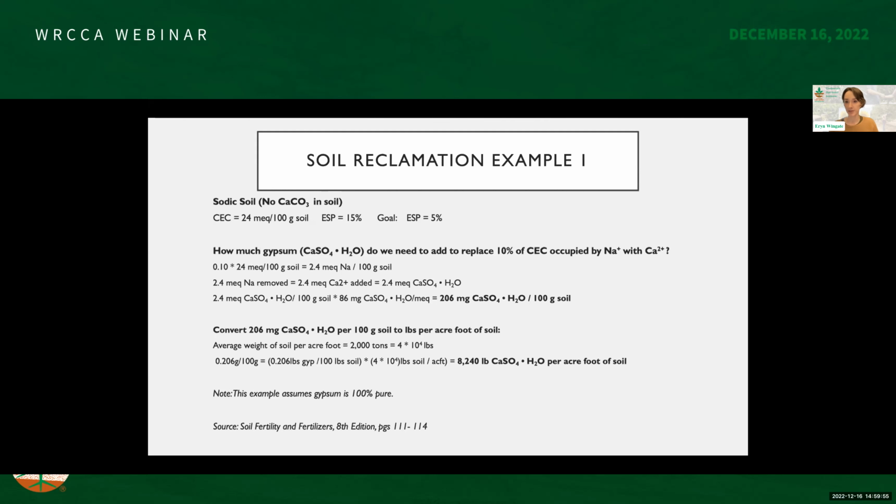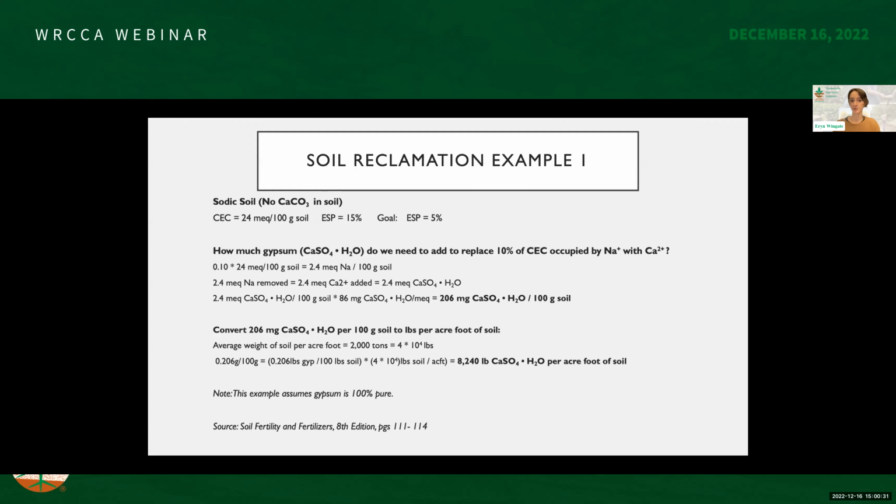We've run out of time to go through this calculation, but you can take a screenshot, or this presentation might be available later and you can always contact me. But we have a sodic soil without calcium carbonate, without free lime in the soil. So if you did a little acid test, you're not getting that fizz. And so in order to replace the sodium with calcium, you want to use gypsum.